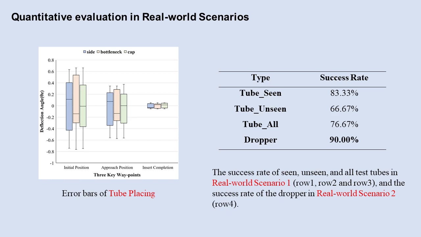The left figure shows the error bars of the deflection angle we recorded in experiments. And the right table shows the success rates of 2 scenarios, which demonstrates the generalization capability of the learned tactile motor policy toward domain gaps as well as unseen in-contact texture.